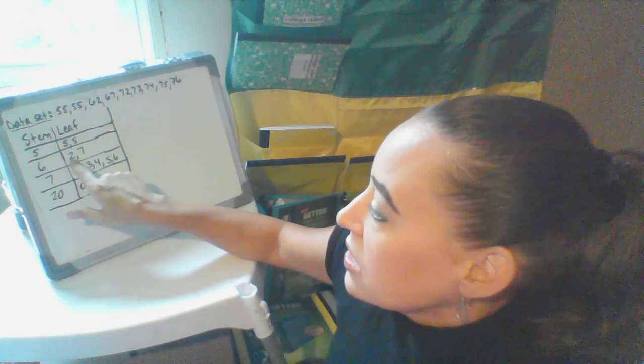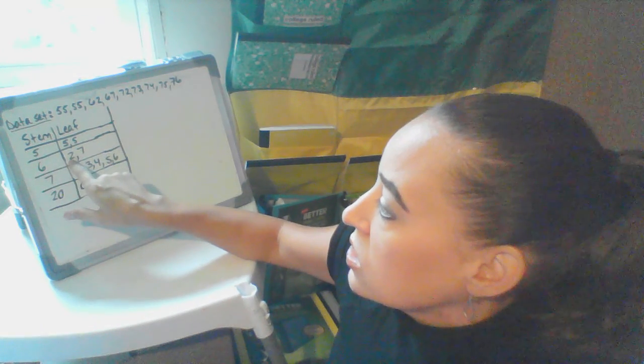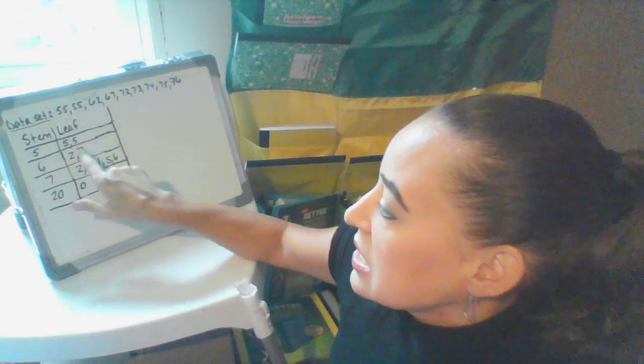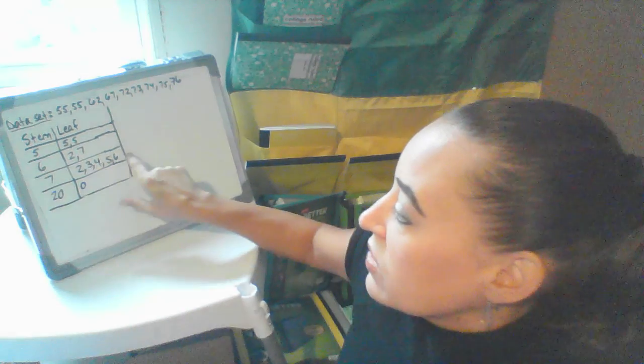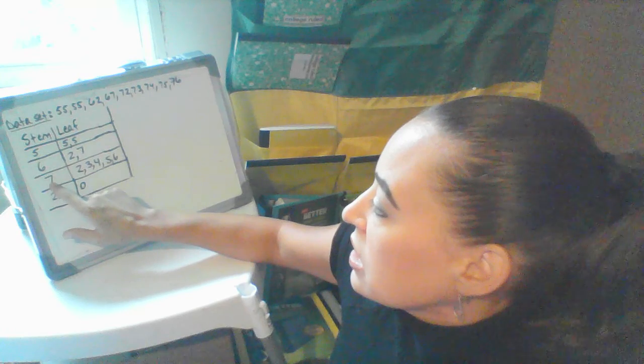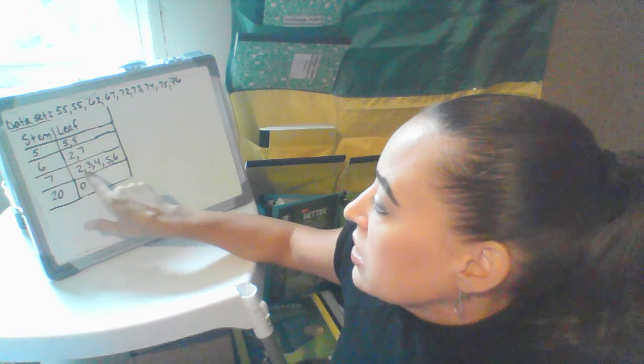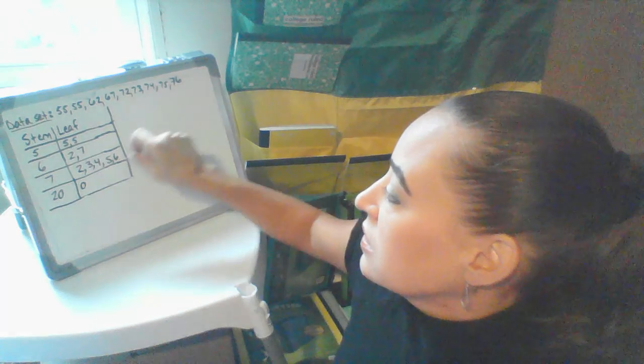So this is my 10s. So this I know is my 60s. Now I see a 2 here, so I know I have 62, 67. Okay, this is my 70s row. So this tells me I have 72, 73, 74, 75, and 76.